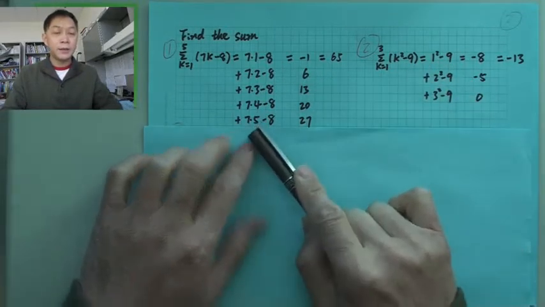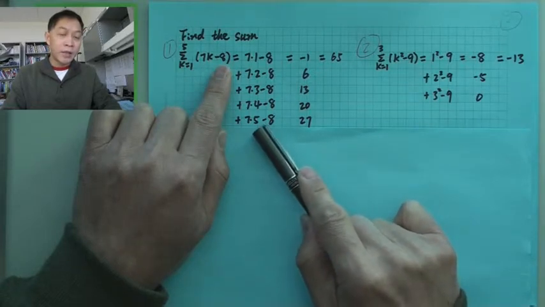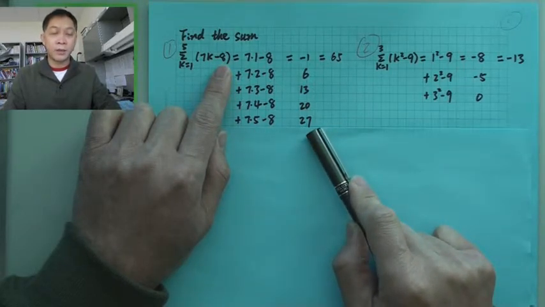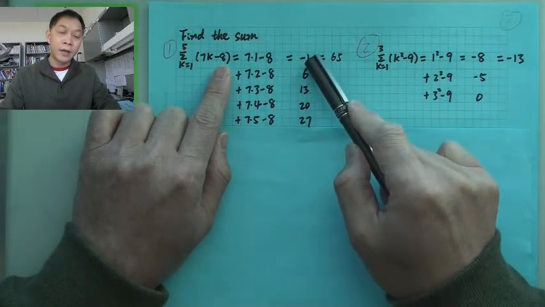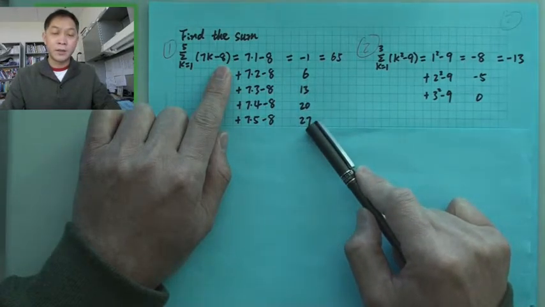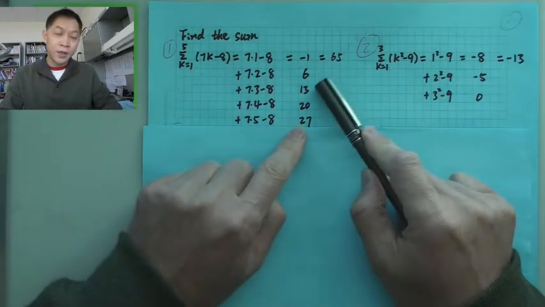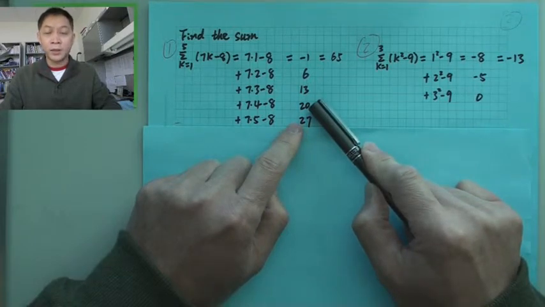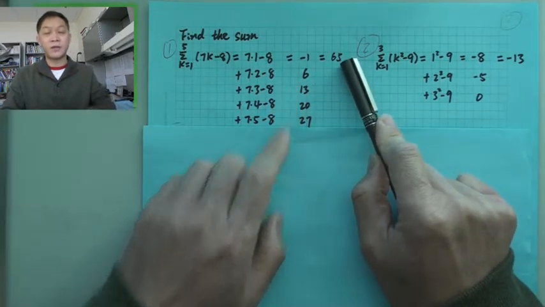The fifth term is 7 times 5 minus 8. And 7 times 5 is 35 minus 8, we have 27. And then you add all those 5 numbers together, which gives us 65. You see 13 plus 27 is 40, and plus 20 is 60, and then 6 minus 1, 65.